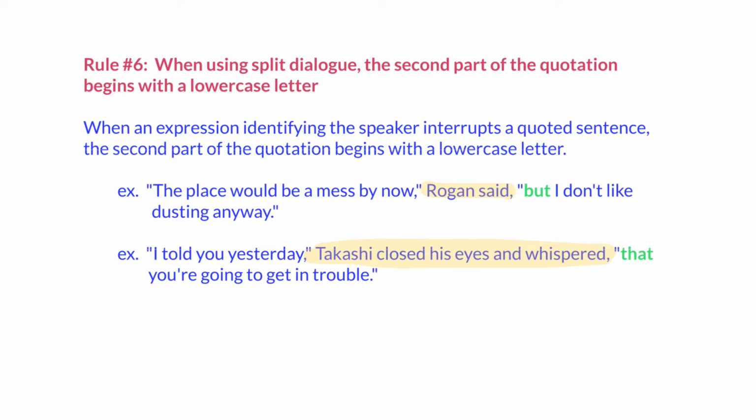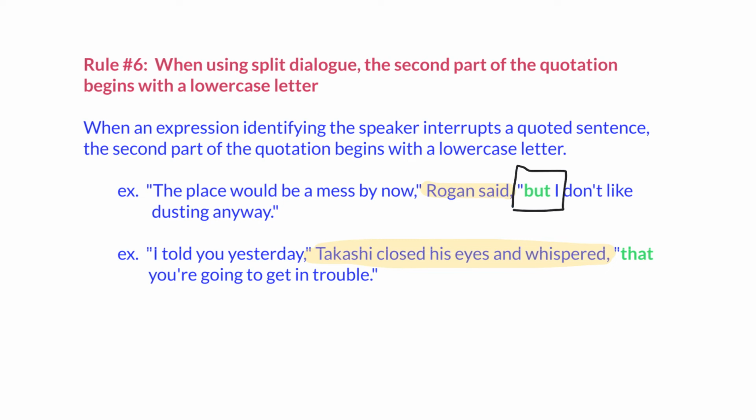Let's take a look at the first one. "The place would be messy by now," Rogan said, "but I don't like dusting anyway." So basically what's happened is we've taken what he said and right in the middle we've dropped a dialogue tag, but it's still one sentence that he's saying at the same time, which is why this word right here is not capitalized.